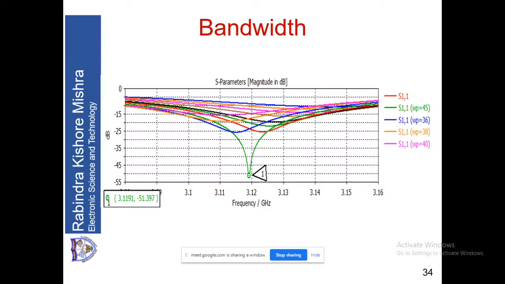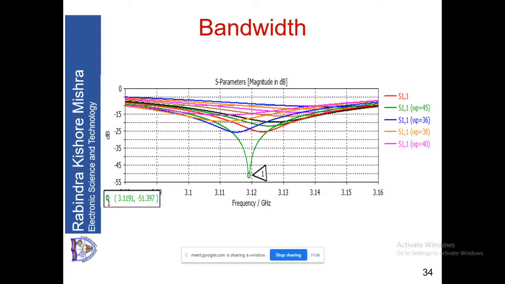So you can see for the green one it is about 55, but over a very small range of frequency. If I keep on increasing, that range increases, around 10, that range increases, but matching becomes poorer. This is one point that I wanted to tell you.